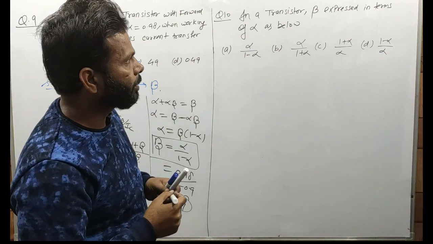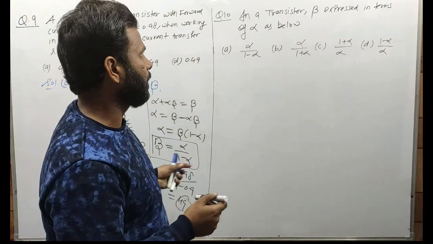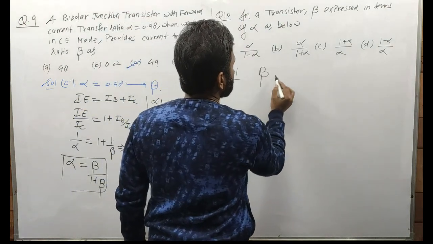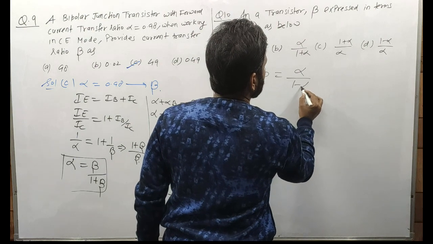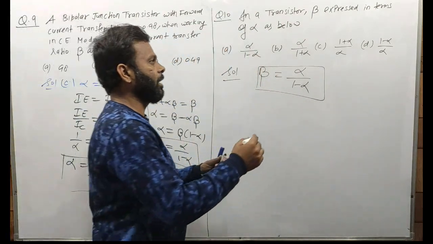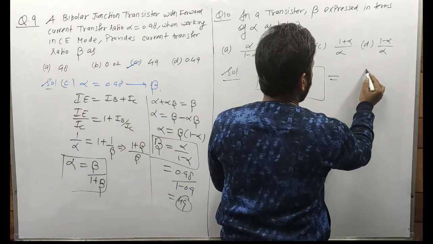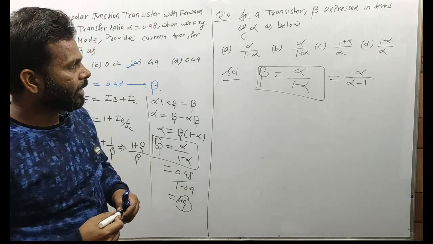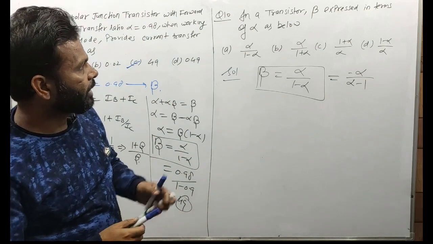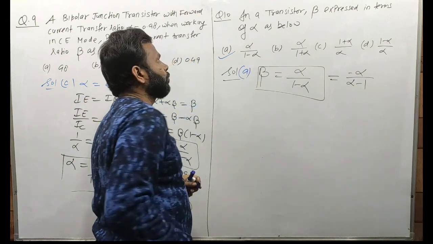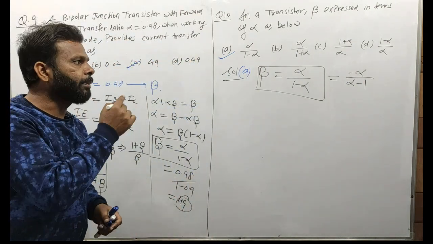Next, in a transistor, beta expressed in terms of alpha. We solved it: beta is alpha upon 1 minus alpha. Check once, and you can have one more option. If you take minus common, then it is alpha upon alpha minus 1. Clear? So check which option is present in front of you. Alpha upon 1 minus alpha is present in option A. So the correct answer to this question is A, absolutely correct.